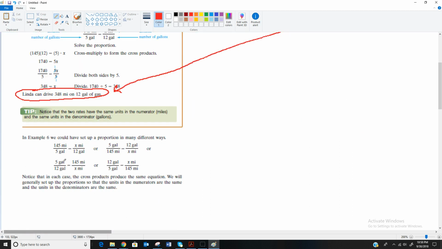And it does show that you could set this up in different ways. You could set up the gallons over the miles instead of the miles over the gallons. Or you could set up the smaller gallons to the larger gallons and the smaller miles to the larger miles, or vice versa. I would say in this situation most people would like this, but any of these would work because any way you have this set up, you're still having 145 times 12 and X times 5. You get the same cross multiplication in any of those ways of setting it up.